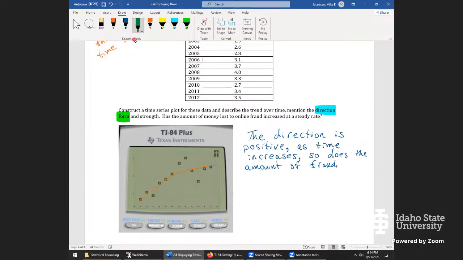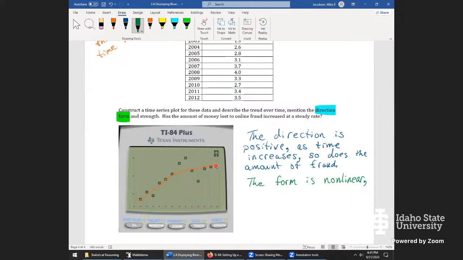Next, for the form, we'll say here that this is nonlinear. The form is nonlinear. And I want to bring in the context for that as well. What does that mean for nonlinear? Well, in this case, fraud was increasing at a steady rate from here to here amongst those years. But then something happened. Maybe FBI watchdogs started going into these online markets and really cracking down. The fraud is leveling off right here. It's not increasing as fast. So that's what nonlinear is doing for us.